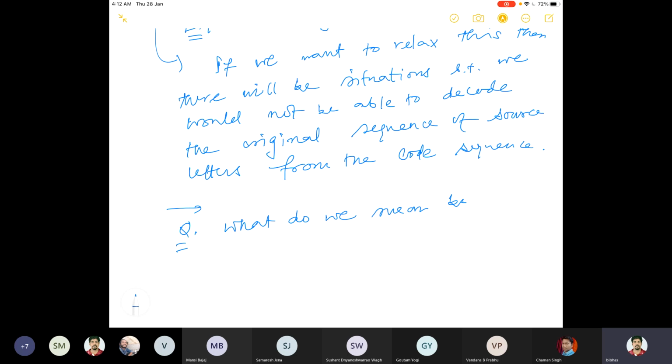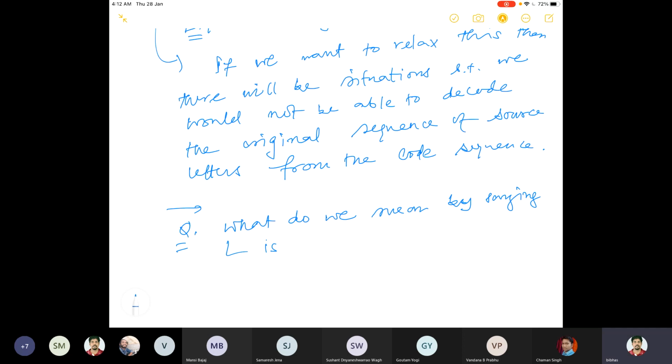We'll prove that mean by saying L is sufficiently large, or L is bigger or equal if it's close to infinity. Because if L is close to infinity, then what we actually mean is that the sender wants to send a sequence of source letters whose length is almost infinity because it is very, very large. What is the meaning of that?